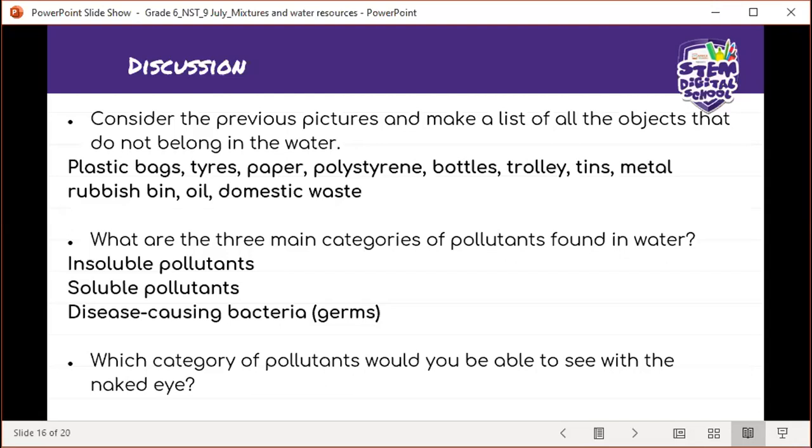Ijiro says insoluble as well as soluble pollutants, you would be able to see them with your naked eye. Let's see what the answer is. The pollutants that we will be able to see with our naked eye are the insoluble pollutants. Remember, these things do not dissolve in water, therefore we can see them. For example, the oil, we could see the bottle, we could see the tire. These are what we call insoluble pollutants and we can see them with our naked eye.